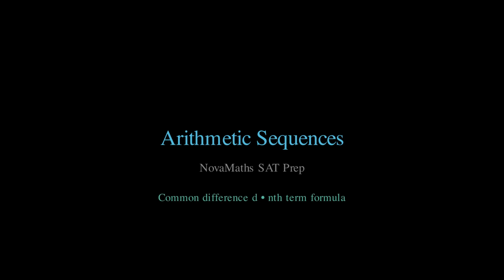Arithmetic sequences are lists where you add the same number every step. The SAT tests whether you can use the common difference D without mixing up positions. If you memorize one formula and one off by one rule, most sequence items become routine.